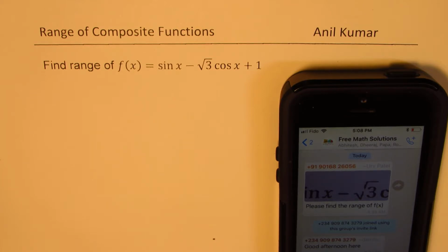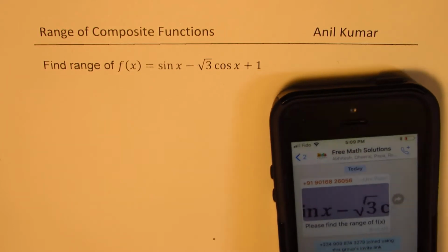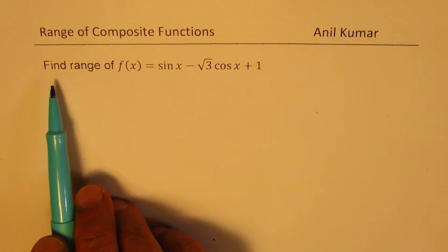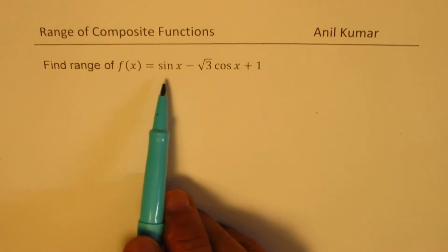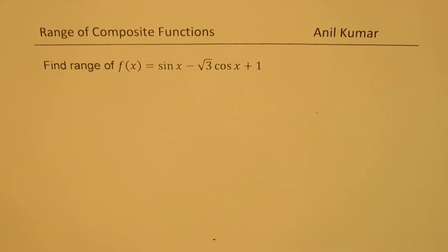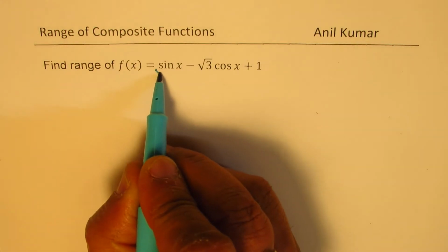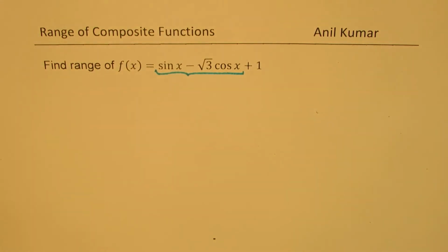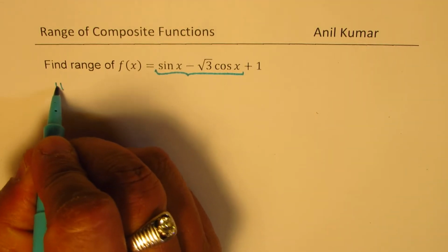Here is a question which we have taken from the WhatsApp group, and I hope its solution will help many others. The question here is, find the range of f of x equals sine x minus square root 3 cos x plus 1. Now to solve such questions, we could write this trigonometric part of our equation into a form which we call harmonic wave.